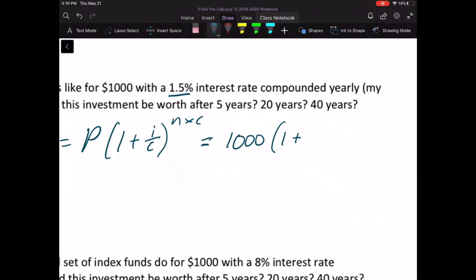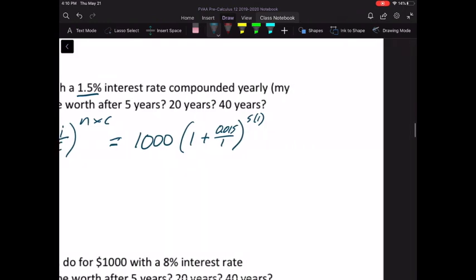my interest rate is 1.5. However, in math, percentages, we always want to apply them in decimal form. So 0.015 over, here it's compounded yearly, so it's over 1. It's the amount of times that interest rate is going to be updated or applied throughout the year. And then to the number of years, so here my first example would just be 5, and then times 1 again.